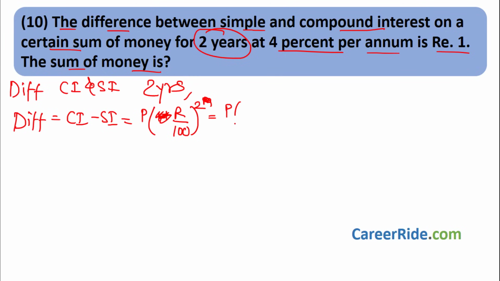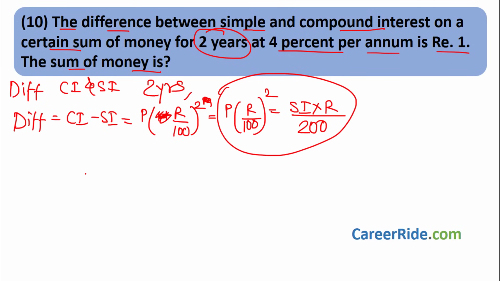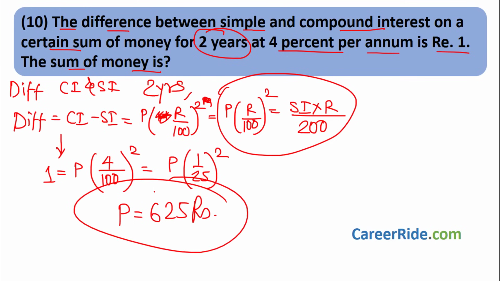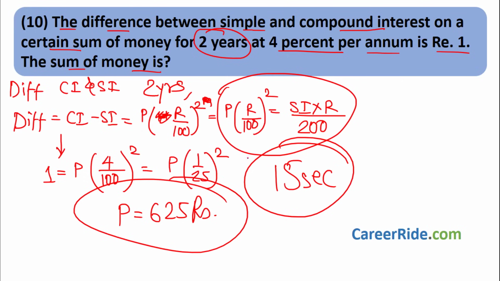So what is the formula? P into R upon 100 the whole square, and that is also equal to simple interest multiplied by rate of interest upon 200. Okay, so this is the formula. So what is the difference they have given? 1 rupee, right? What is the principal amount? That we do not know. We have to find out. What is the rate of interest? 4% upon 100 square. What do we get? P into 1 upon 25 square. P would be equal to 25 square, that is 625 rupees. See how easily, very quickly, in hardly 15 seconds we got the answer, right? So remember the formula.